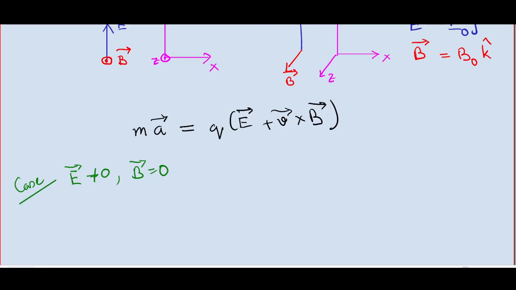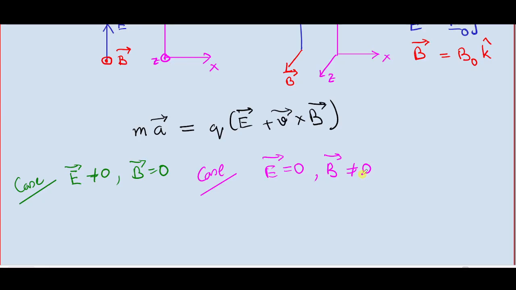Another case that we can talk about, which is also quite simple, is the case where there is no electric field, but there is a magnetic field. And in this case, the result is something we actually know from elementary classes. The magnetic field, being a zero work force, will not increase the speed of the particle.